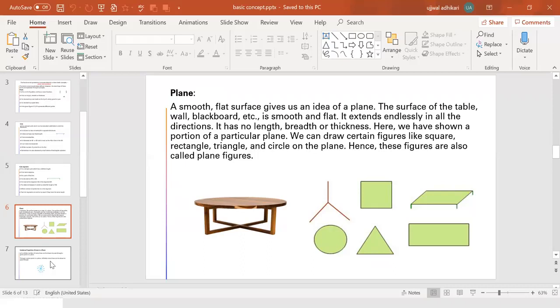Is it plane? There may be a desk, there may be a table in your home. These also have a plane surface. In the given slide, there is one table, and the surface of the table is plane. And there are some other geometrical shapes also there. Square, rectangle, circle, triangle. These all have a plane surface. So a smooth, flat surface gives us an idea of a plane.